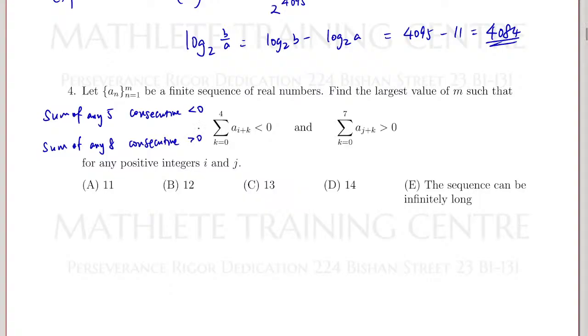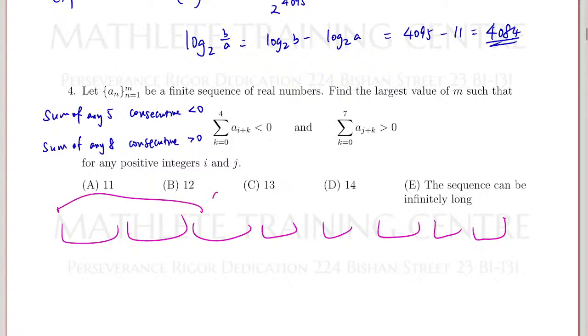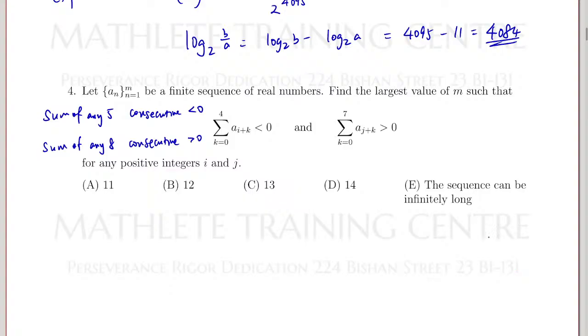Now, immediately, we already know the answer must be finite. Because, for example, if there are hypothetically 40 numbers in this sequence, right? Then the sum of the first 5 consecutive, the next 5 consecutive, the next 5, and next 5, and so on, all these will be less than 0. But then the sum of the 8 consecutive will be bigger than 0, and so on and so forth. All these will be bigger than 0, which is a contradiction. So you already know that the sequence must be finite.